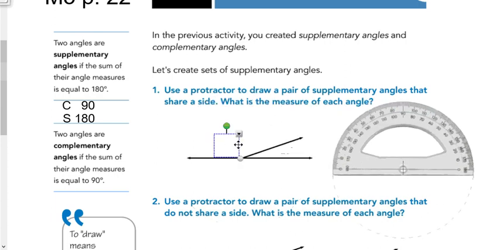So it's going to be 160, and right here is 20. It's 20. So it's 160 plus 20 is 180, and that makes up supplementary angles. So let's move on to number 2.